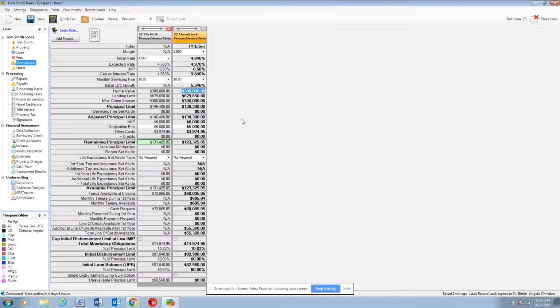And with this, you can have a maximum cash out with the annual LIBOR option of $123,325. Obviously, with the fixed rate, it's a little bit higher. Remember, in your first year with a reverse mortgage, you can tap into 60% of your funds. So that comes out to, in your first year, $72,865 on your fixed rate option and $68,000 on your annual LIBOR option. And then you see here, this is the closing cost that we talked about, the $14,974.95. That gets financed into the loan. You actually don't bring any money to closing.